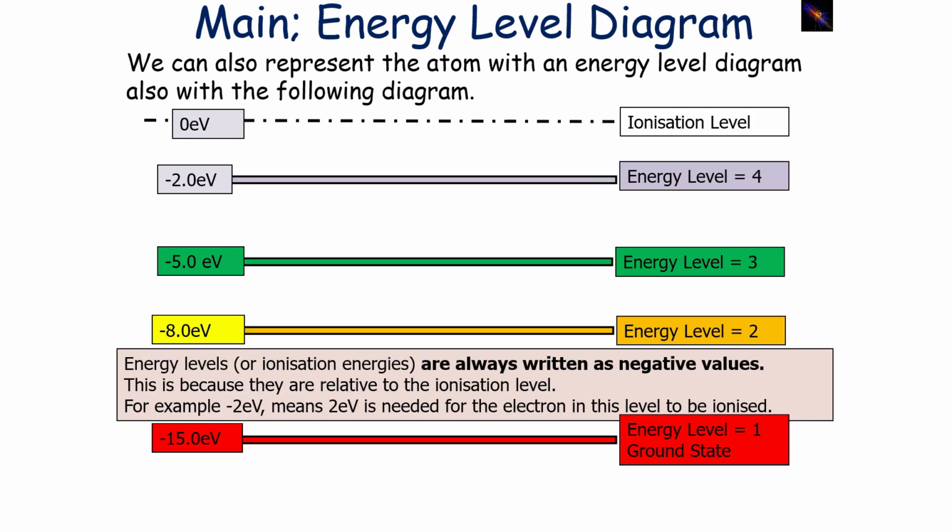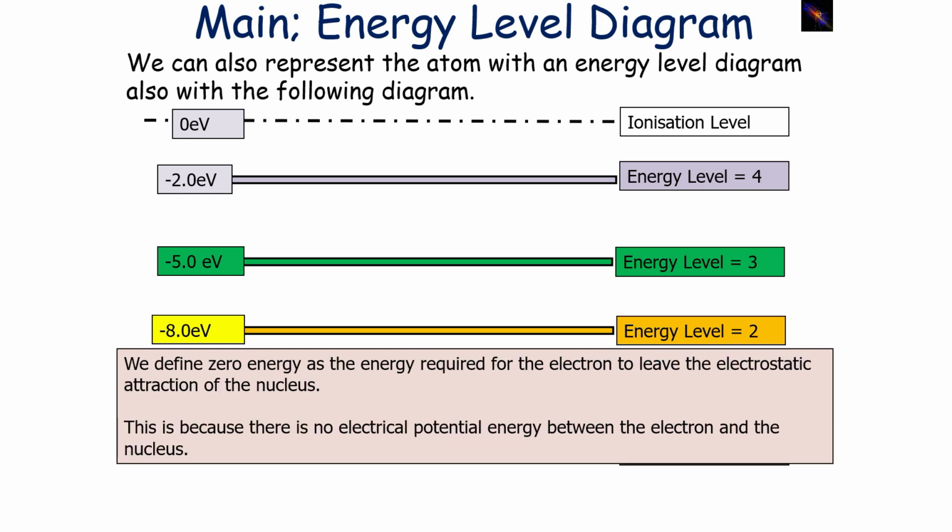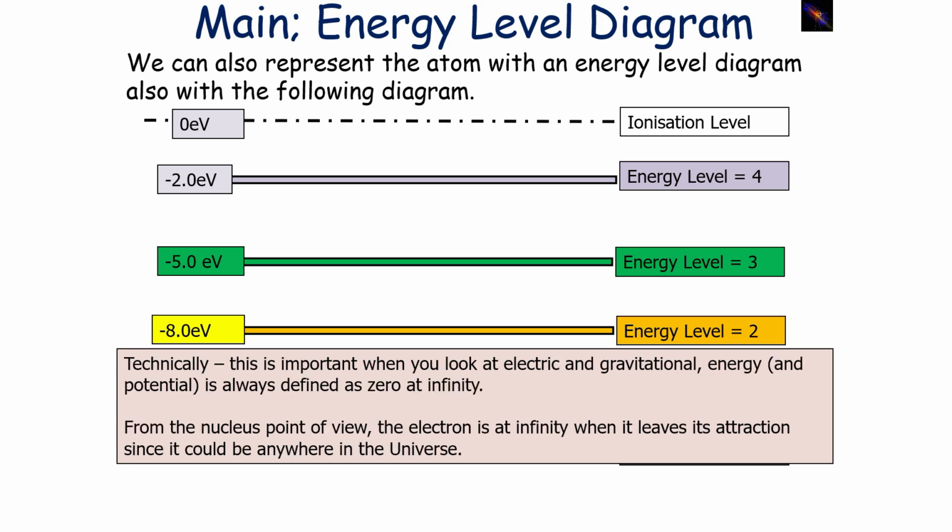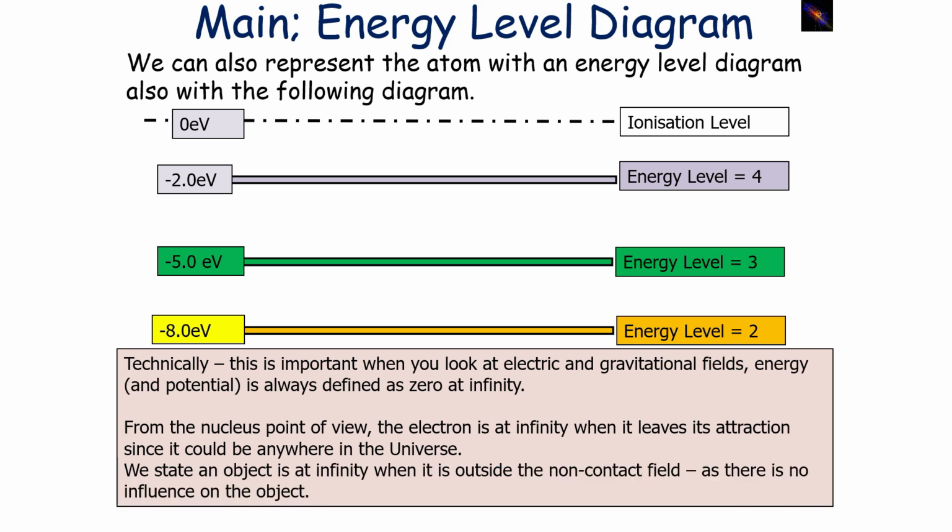So energy levels or ionization energies are always written as negative values because they're relative to the ionization level. So for example, minus 2 eV means that 2 eV is needed for the electron to be ionized. Now we define zero energy as the energy required for the electron to leave the electrostatic attraction of the nucleus. This is because now there's no electrical potential energy between the electron and the nucleus. Now it's important to note that when we're looking at electrical and gravitational fields, energy is always defined as zero at infinity. So we state an object in this case is at infinity if it's outside of the atom.